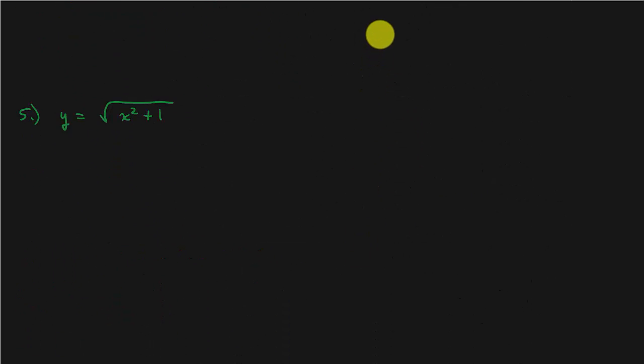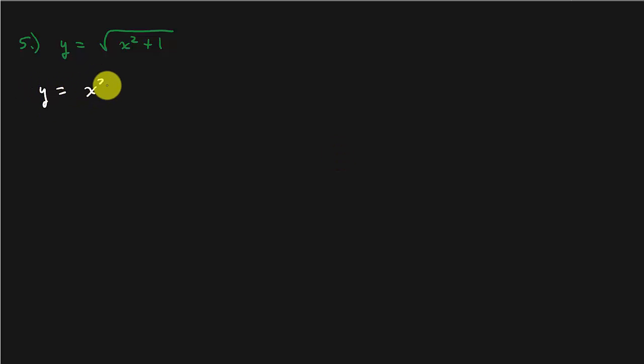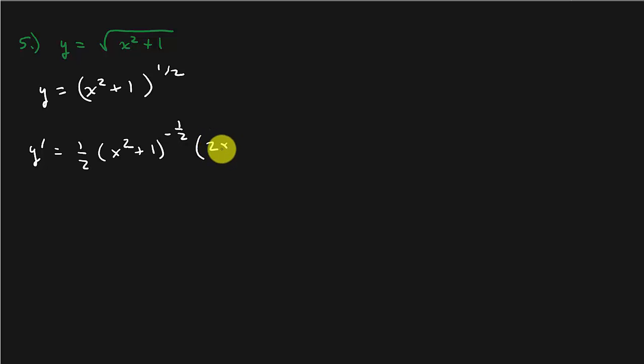All right, so how would we do this? Well, we'll rewrite this thing as x squared plus 1 to the 1/2. So the derivative is 1/2 times x squared plus 1 to the negative 1/2, right? The exponent comes down, subtract 1 from the exponent, times the derivative of what's inside the parentheses, which is 2x. That's not bad.